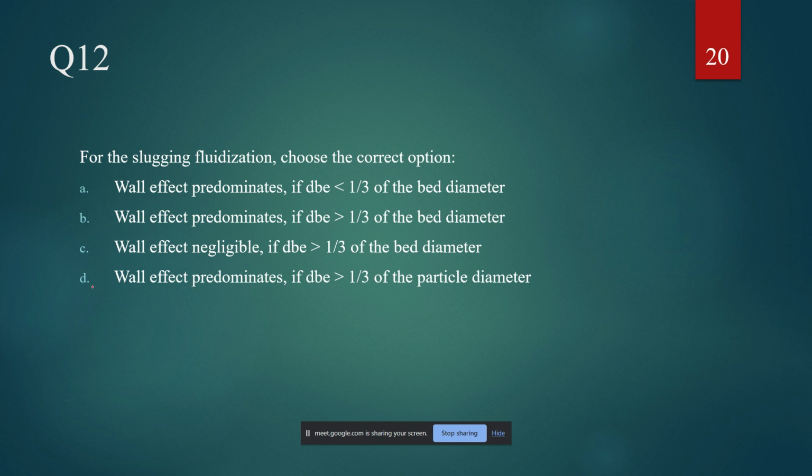Well, it is option D. On seeing that itself, we can ignore it because we are not relating particle diameter with the equivalent bubble diameter. So we have to choose from option A to C.